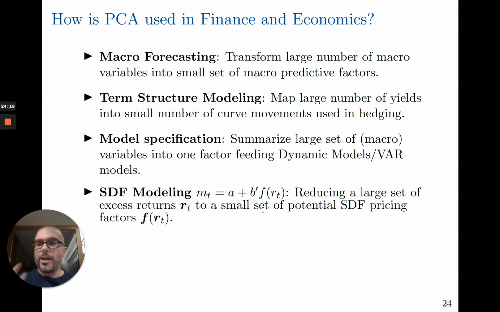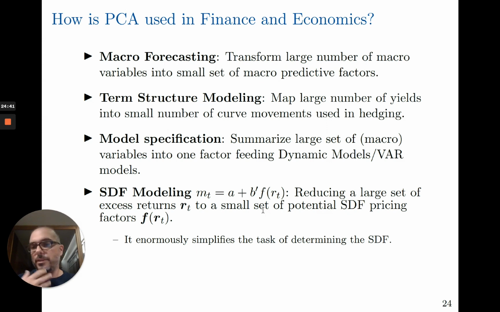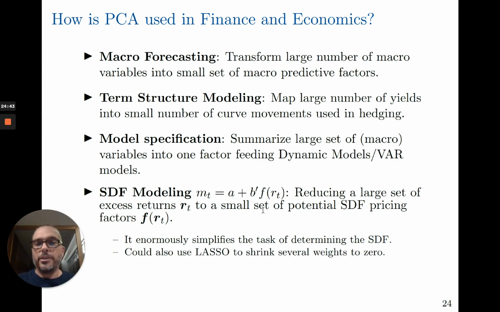Stochastic discount factor: we can model the SDF. If you took a course on asset pricing, SDF is a key quantity. You can write the SDF as a function of a small number of factors, and these factors can come from principal components. This simplifies a lot the determination of the SDF, and you can even use lasso on top of the principal components. And of course there's a modeling decision of how many factors, how many variables. So it's kind of density of the model versus sparsity.